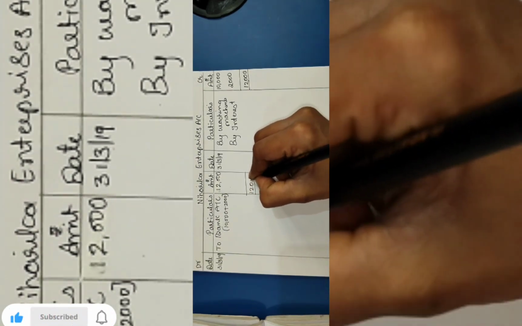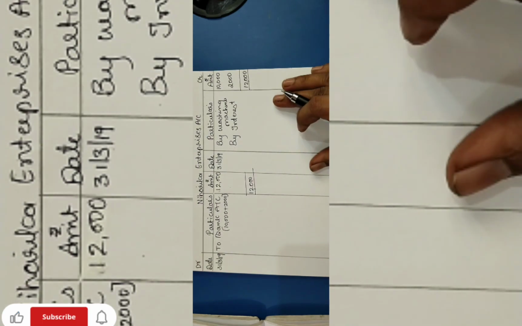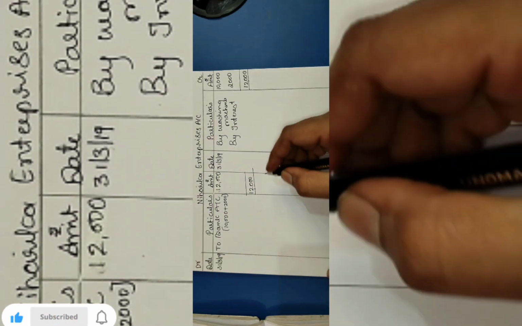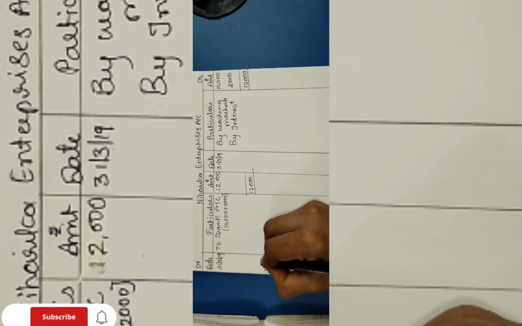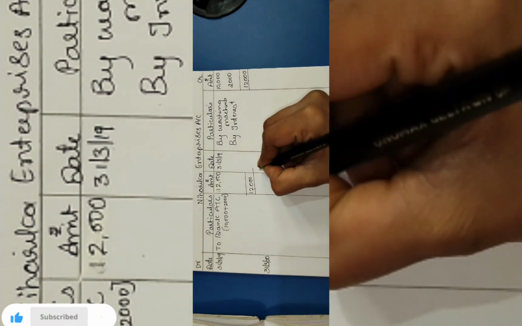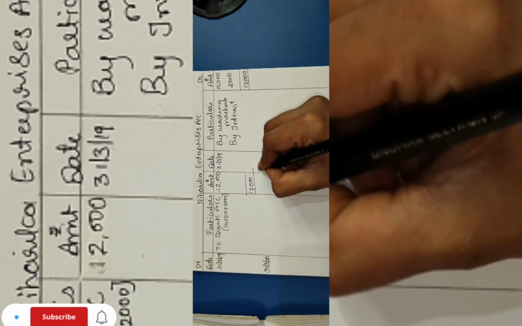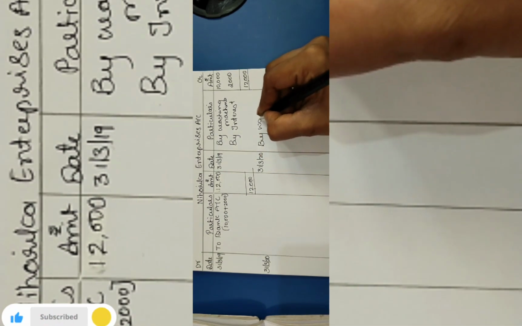12,000. Okay. This is the first installment. Now we are passing the second installment. In the second installment, there is no brought down or carried on here. On 31st March 2020, first we will pass the credit side entry, the 31st due entry. 31st March 2020, by washing machine account.